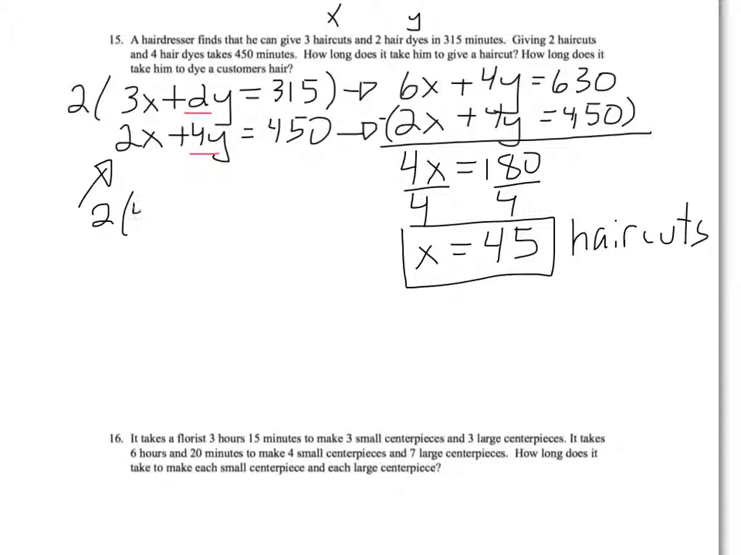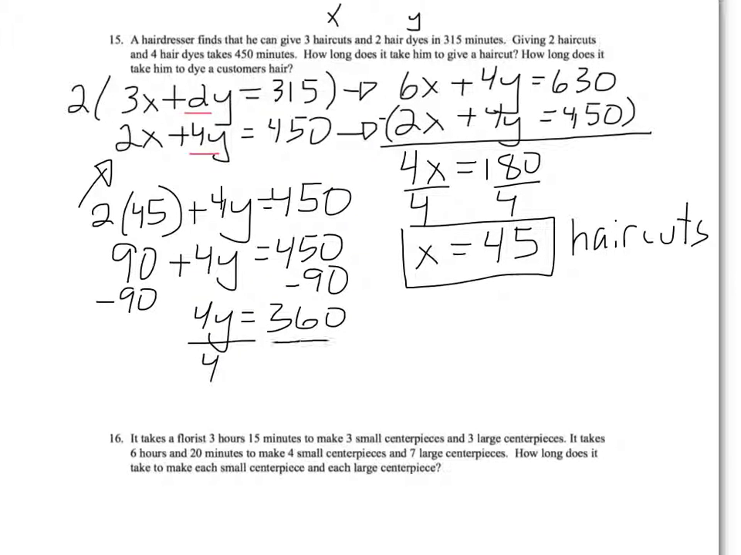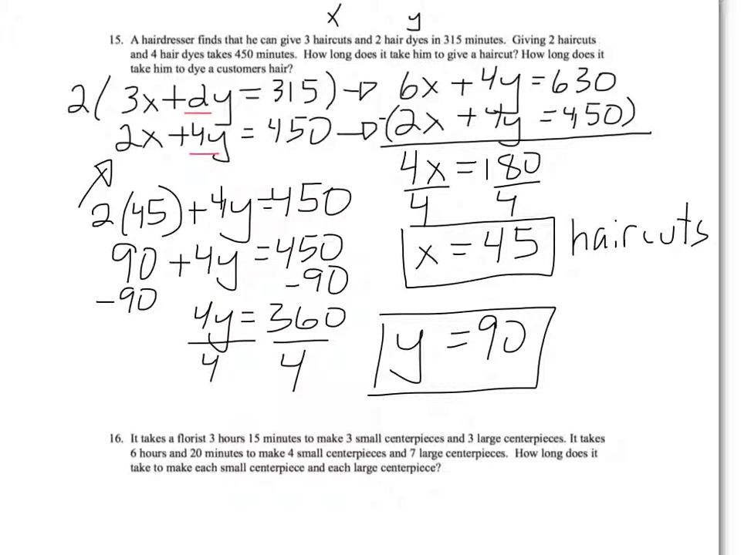So I get 2 times 45 plus 4y equals 450. 90 plus 4y equals 450. I'll take away 90 from each side. 4y equals 360. Divide by 4. And I get y equals 90. And again, that is the hair dyes.